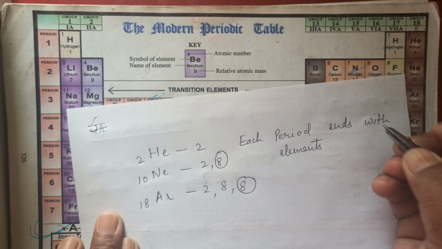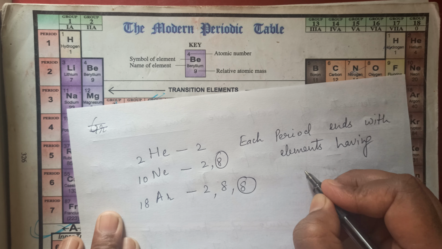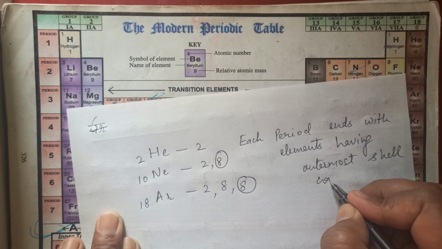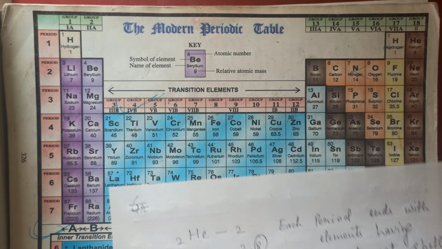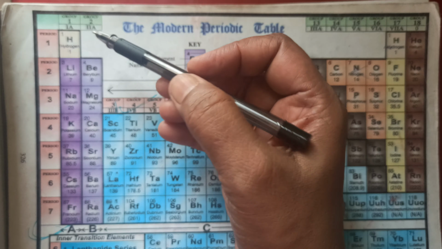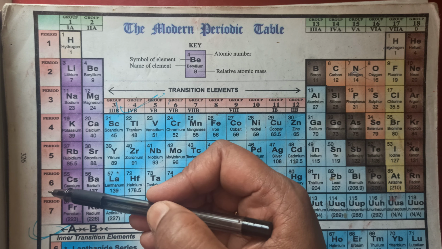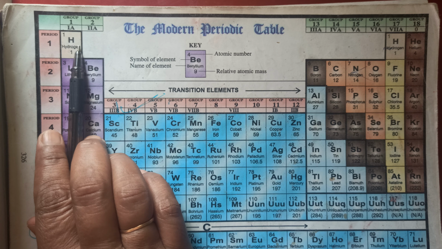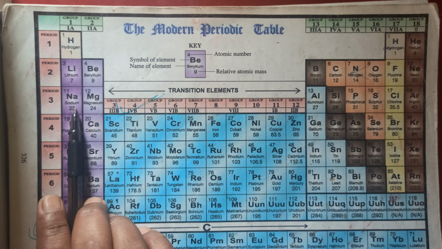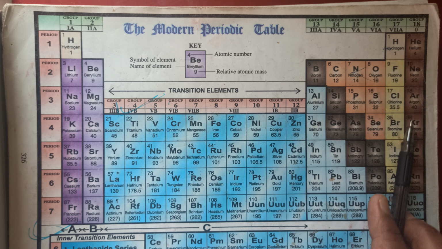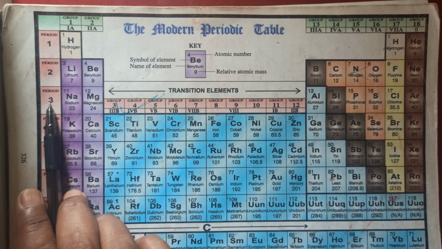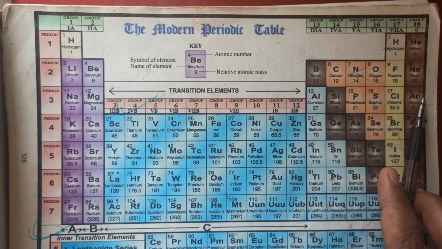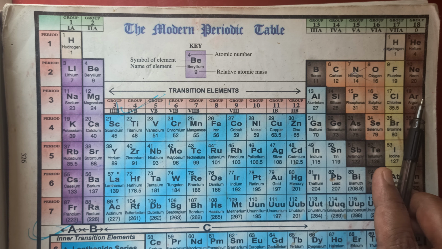elements having the outermost shell complete. So this is about the period: each group has the same outermost shell electronic configuration, and each period begins with an element having 1 electron in the outermost shell and ends with the outermost shell complete. The third period starts from sodium having 1 electron in the outermost shell, and it ends at argon having 8 electrons in the outermost shell.